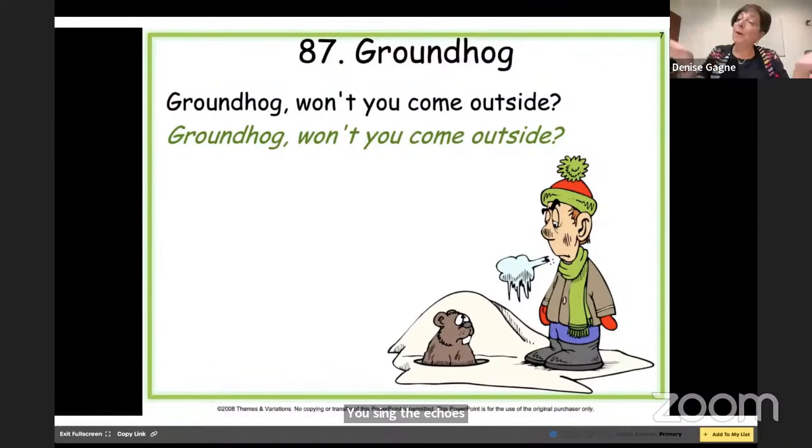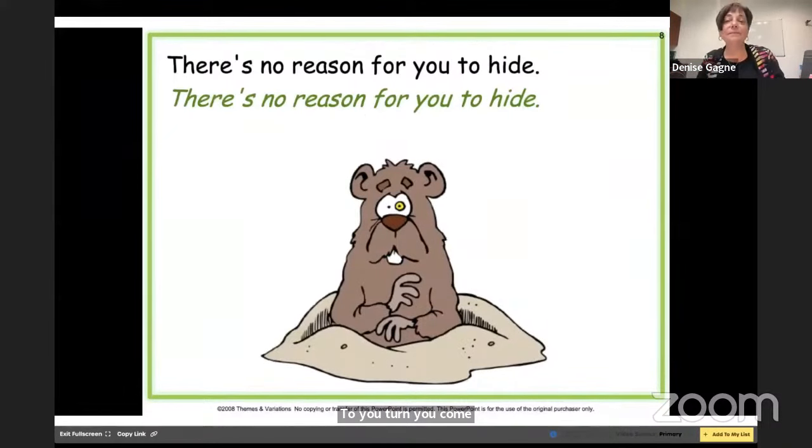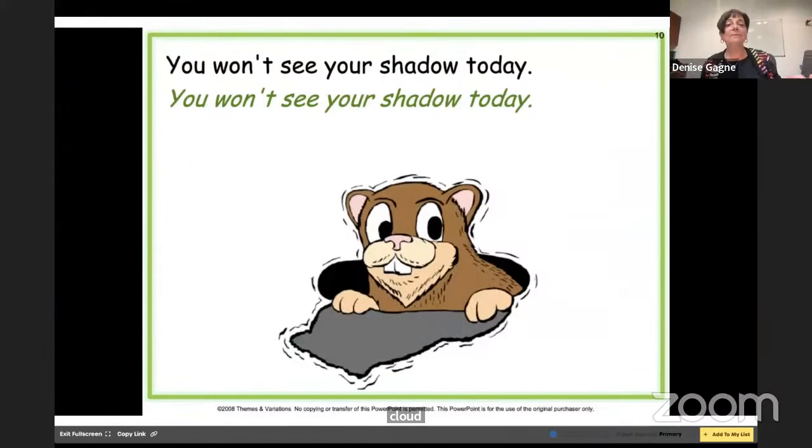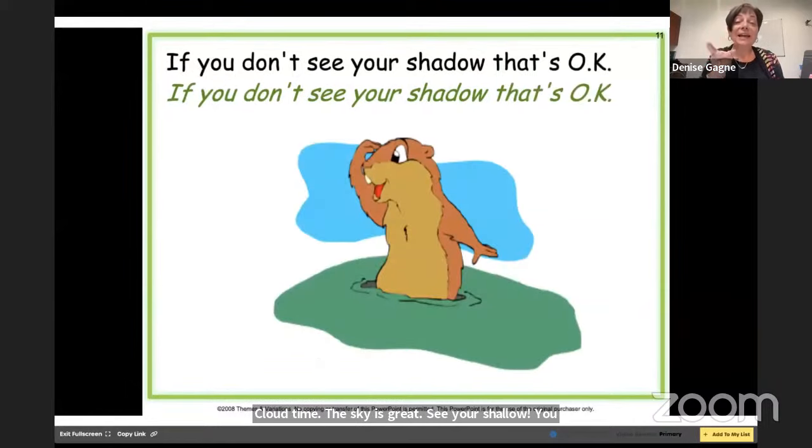Your turn. Groundhog, won't you come outside? There's no reason for you to hide. Clouds are out, the sky is gray. You won't see your shadow today. If you don't see your shadow, that's okay.